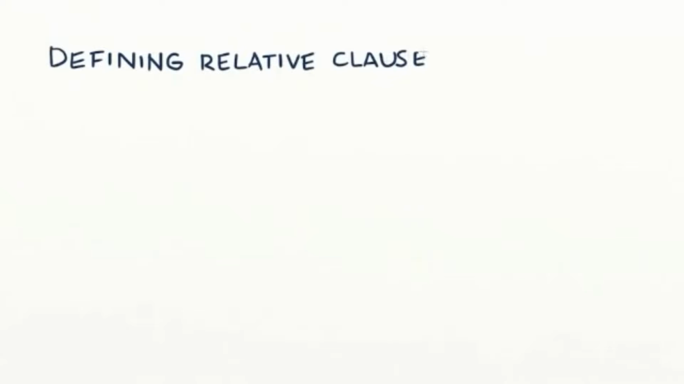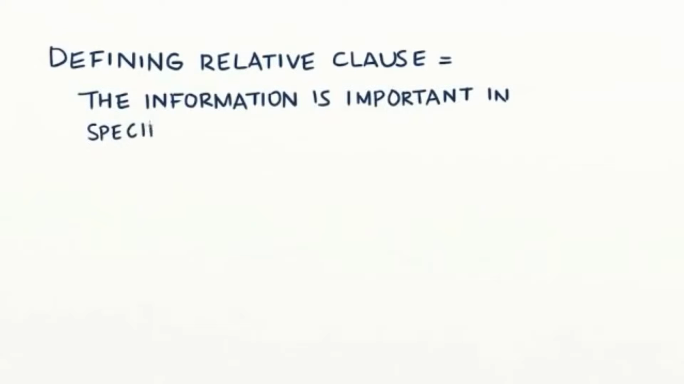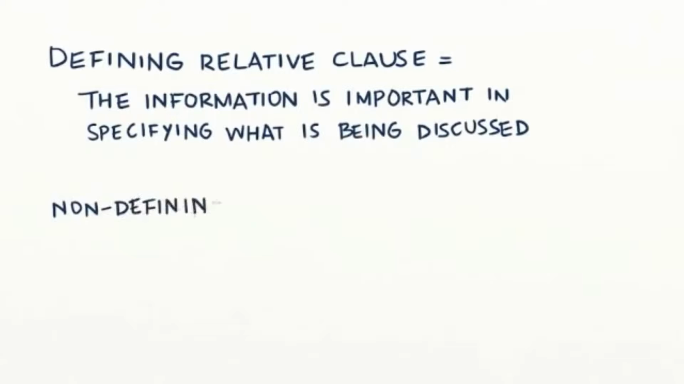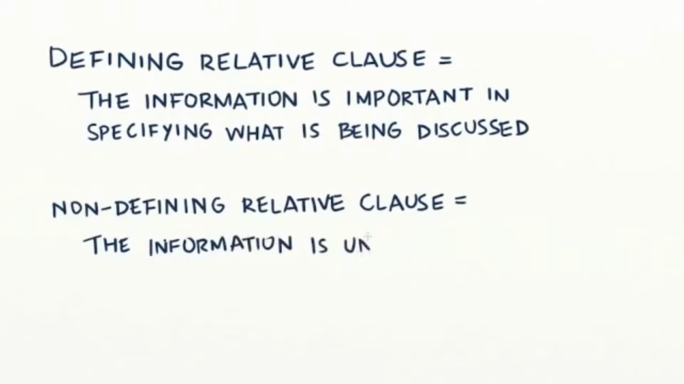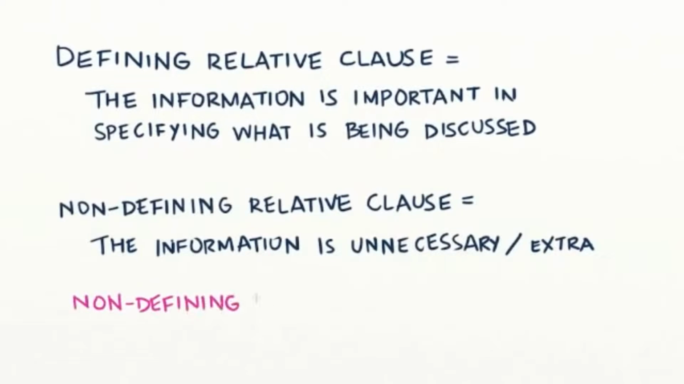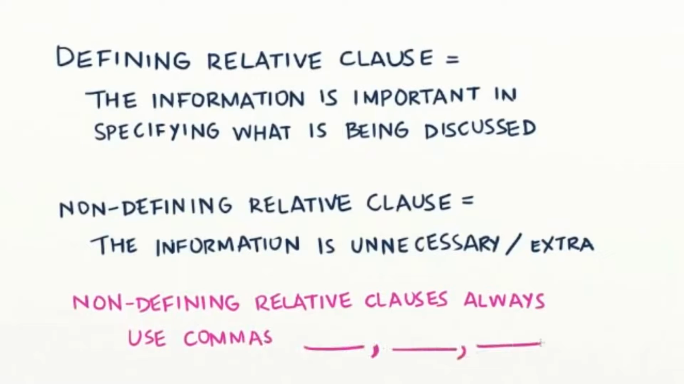Defining relative clauses are used when the information is important in specifying what is being discussed. Non-defining relative clauses are used when the information is unnecessary or extra. Remember that non-defining relative clauses always use commas.